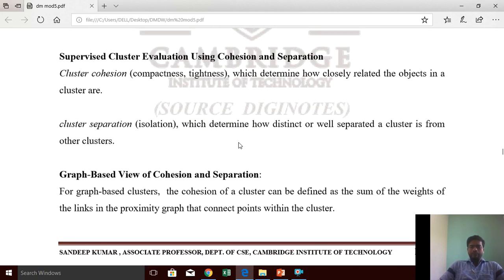We are using the two properties, cohesion and separation, to evaluate the cluster. What is cluster cohesion? It is nothing but the compactness or tightness. Cohesion is nothing but tightness or compactness: how closely the data objects in a cluster are tightly correlated or compactly present in a cluster, which determines how closely related the objects in a cluster are.